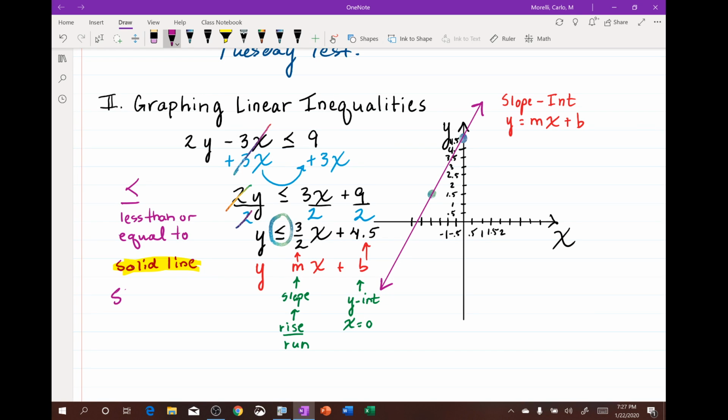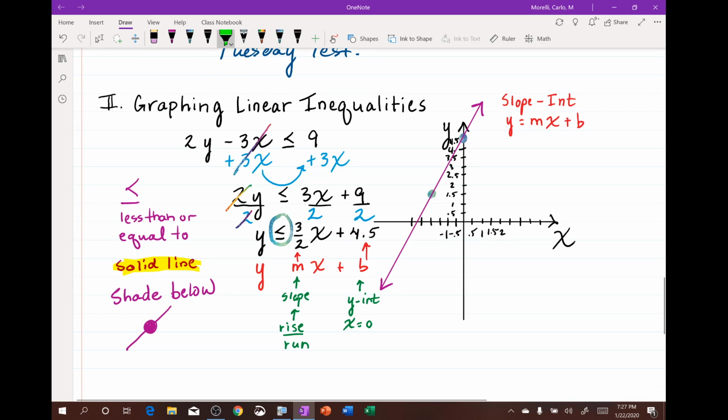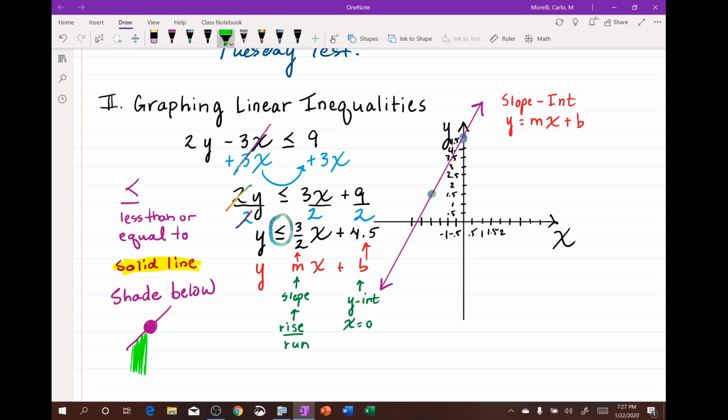And now we have to add a note here. Remember, we shade below. Here's the little helper that I've been using, and it's been successful. So you got a filled in dot, right? Solid line. And we're shading below that line. Okay, so we're going to be shading. Ooh, I need to make that much bigger. We're going to be shading below that line.